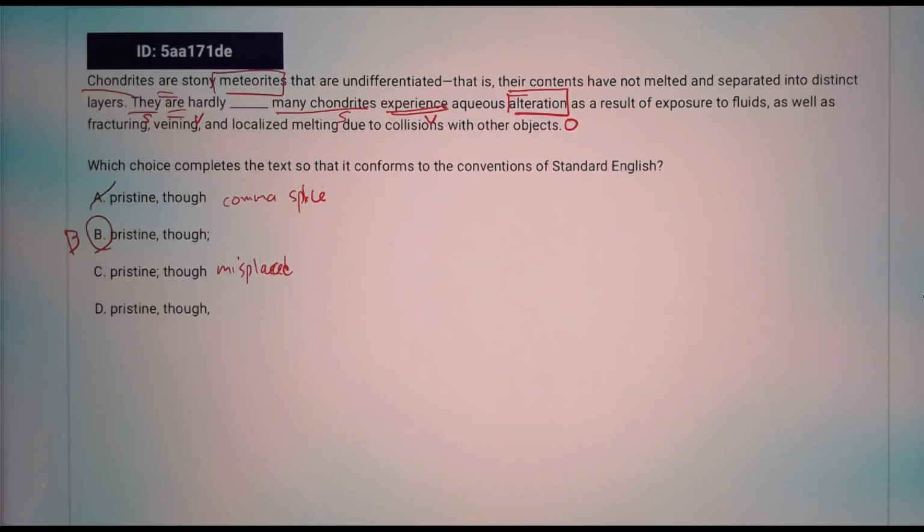But if you say, "They are hardly pristine, though many chondrites experience," okay, it's going to change the original assertion. And not only that, here's another problem.